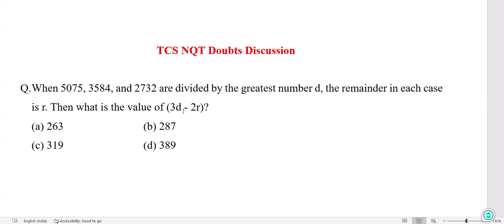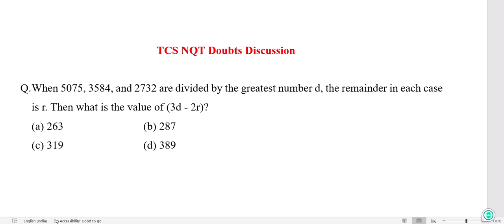If they ask D and R only, then you people do option verification and all. That's why this is a bit next level. They ask you to calculate 3D minus 2R. It cannot be done with option verification and all. It's pure concept only. If you know the concept, then only you can solve, or else no.